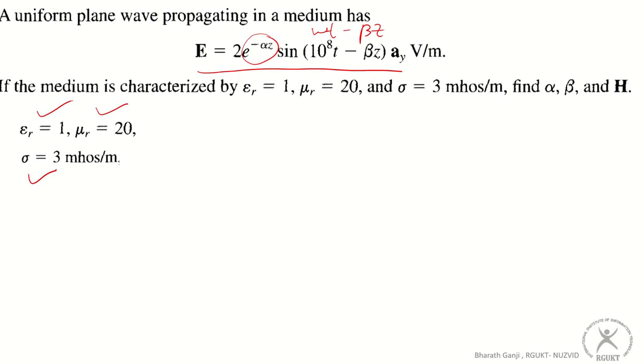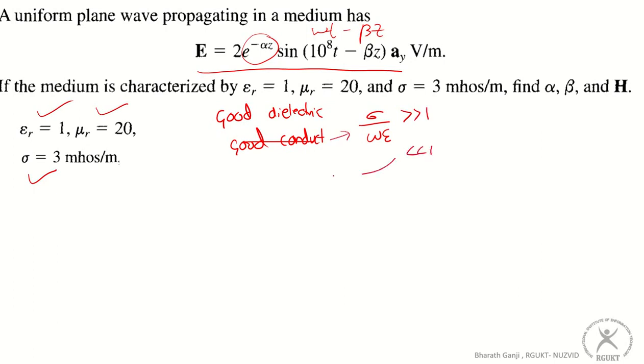I don't know whether the material could be a good dielectric material, or it could be a good conductor. So which one should I consider? Whether it's a good dielectric or a good conductor? To decide this, I need to use something called the loss tangent, the sigma by omega epsilon factor. If it is greater than 1, then it is a good conductor. If it is less than 1, then it is a good dielectric.